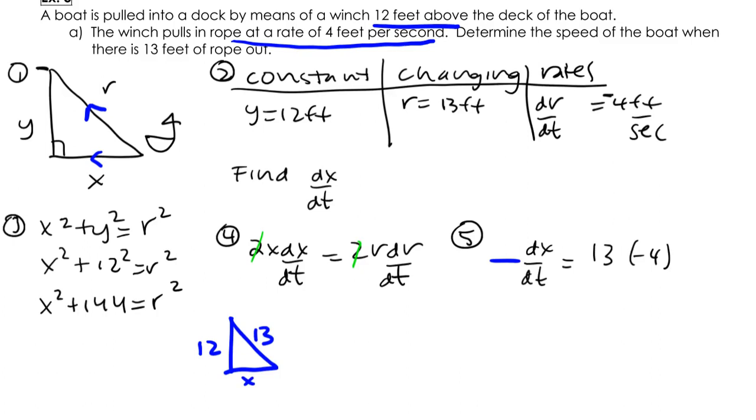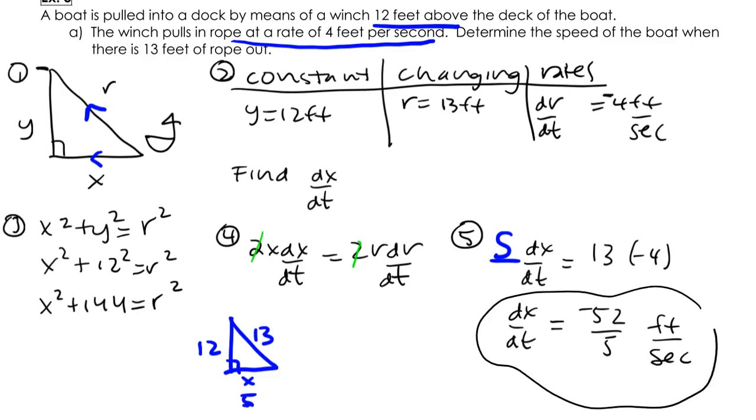Do you guys remember the special triangle 5, 12, 13? If you don't remember it, the Pythagorean theorem will work. Okay, so now dx/dt is going to be -52/5. What units? What is x measured in? Do you guys see this dx/dt? x was measured in feet, and then the bottom, which is time, is measured in seconds.